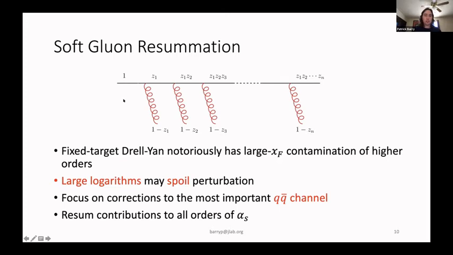So you see here, this is a picture of what is happening. This is a quark line coming in, and then we have some soft radiated gluons. All these z1, z2 and so on are close to 1. The major contributions to the large logarithms are when these z's are close to 1. And so the aim is to really be able to resum these contributions to all orders of alpha S.